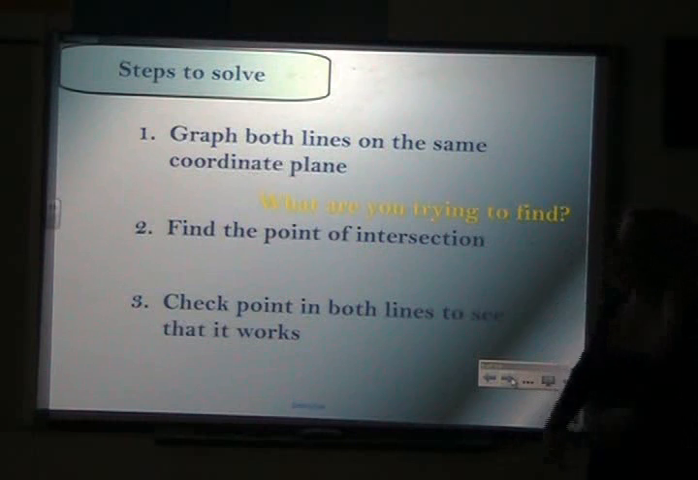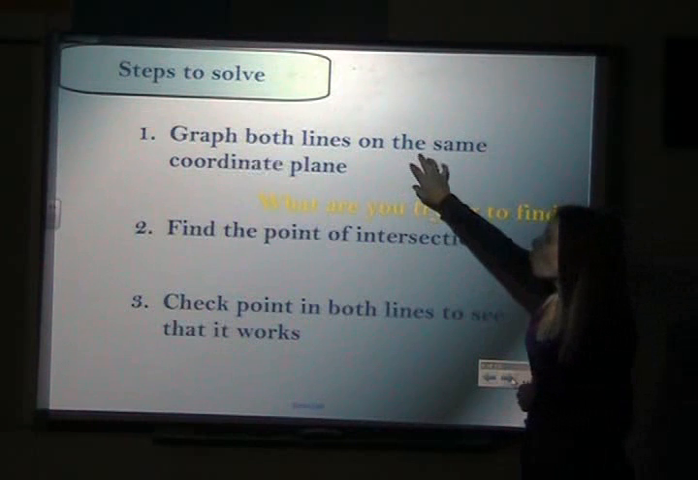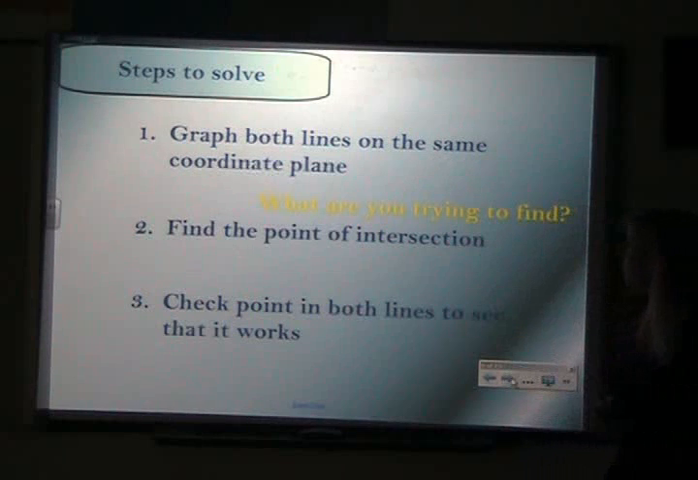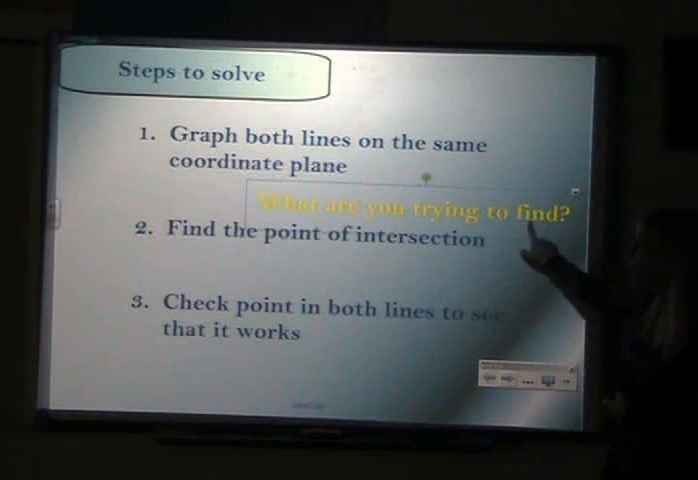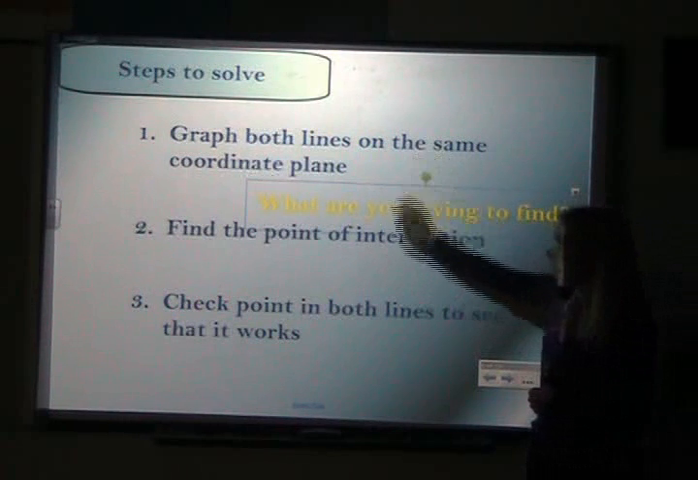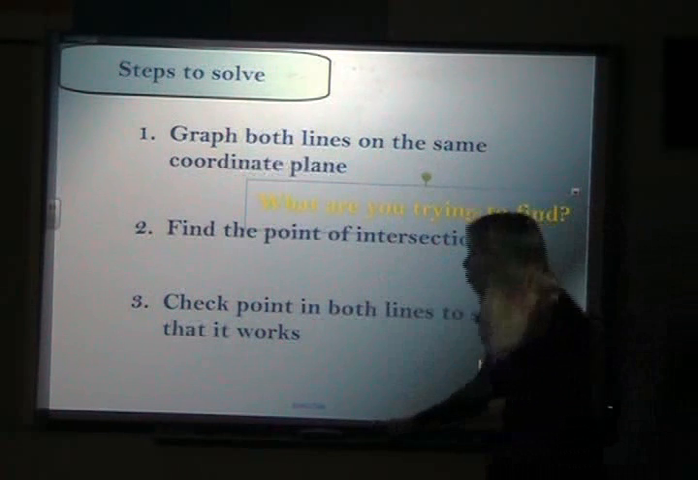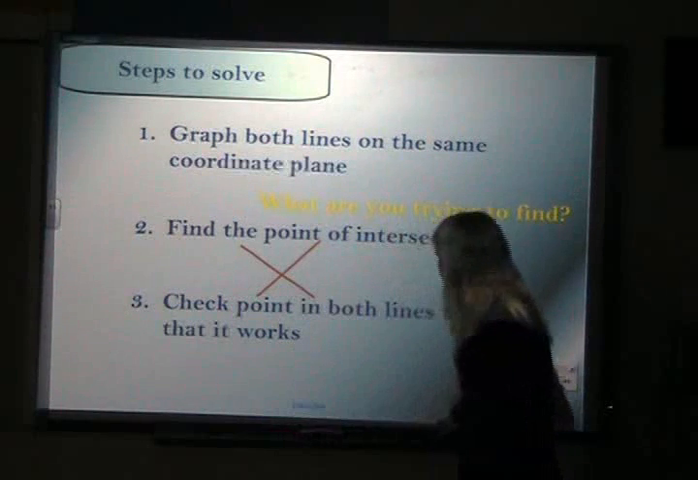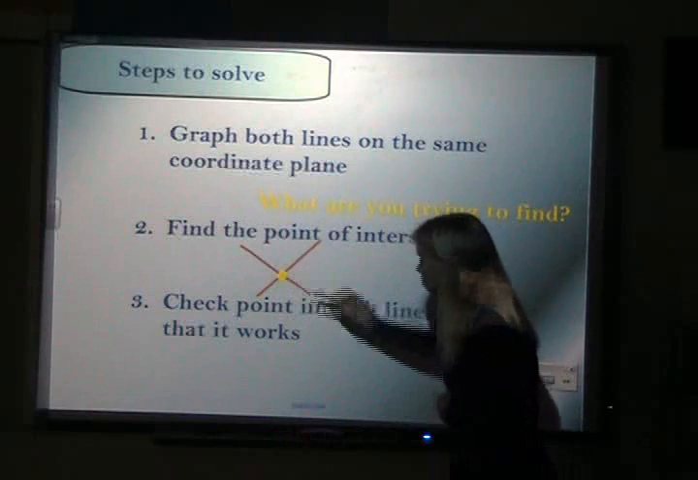So our steps to solve, we're going to start off and we're going to graph both lines on the coordinate plane, the same exact plane. What are we trying to find? That point that they both have in common. So I'm going to take my graph and I'm going to find out what is this point. If I have two lines on my graph, I'm trying to find what is this point.